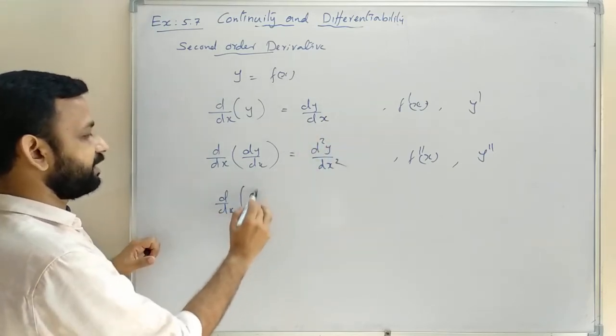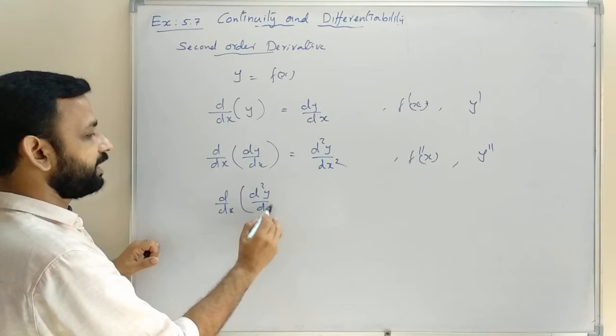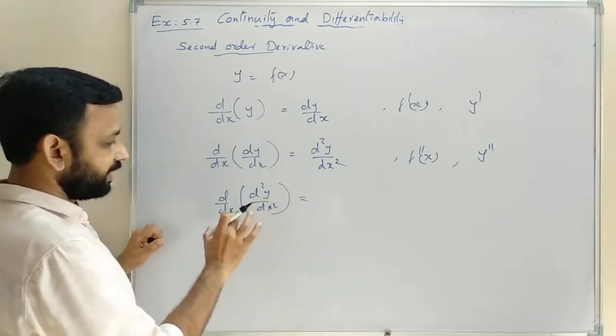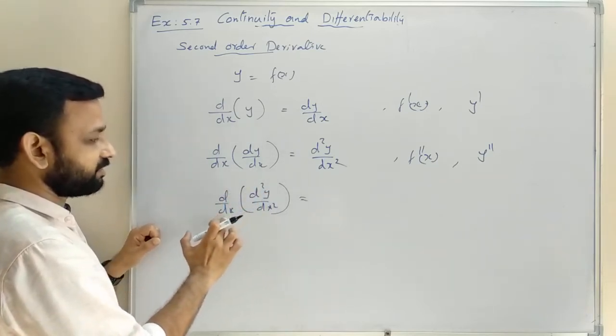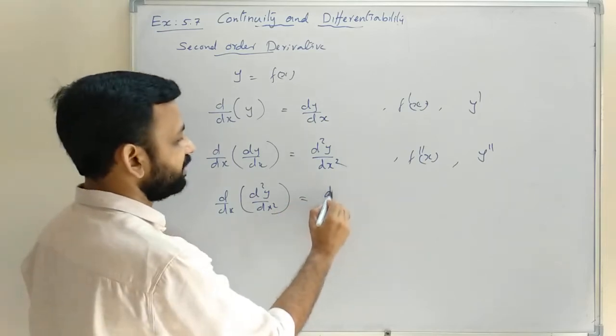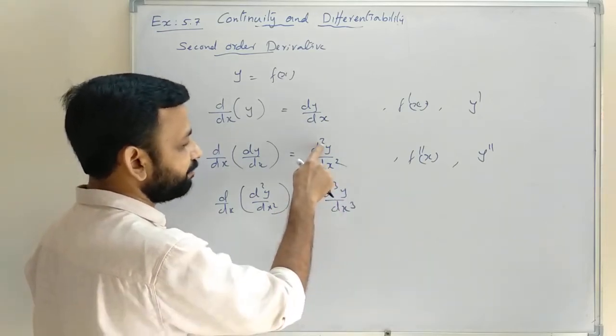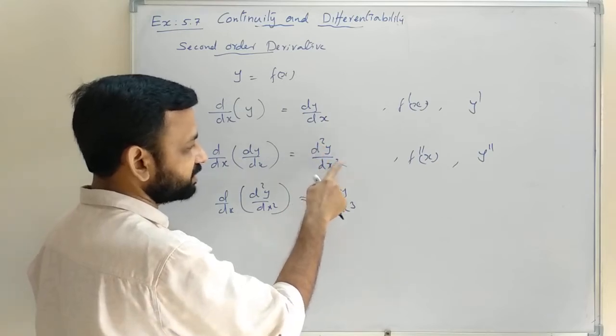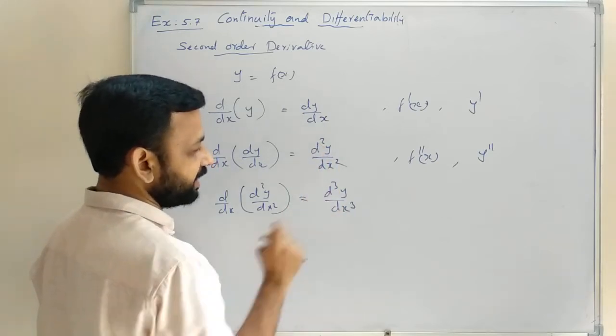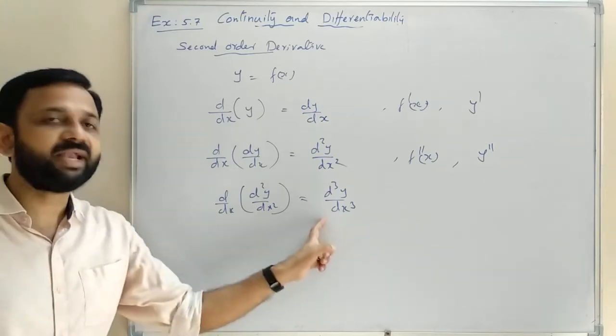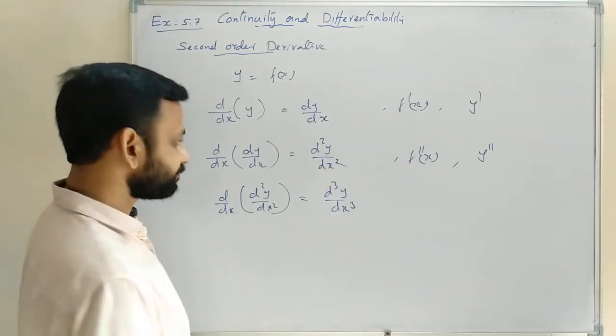And if the second order derivative is differentiable, again we can differentiate, that is d by dx of d square y by dx square. The derivative of d square y by dx square with respect to x is d cube y by dx cube. So this is called the third order derivative.